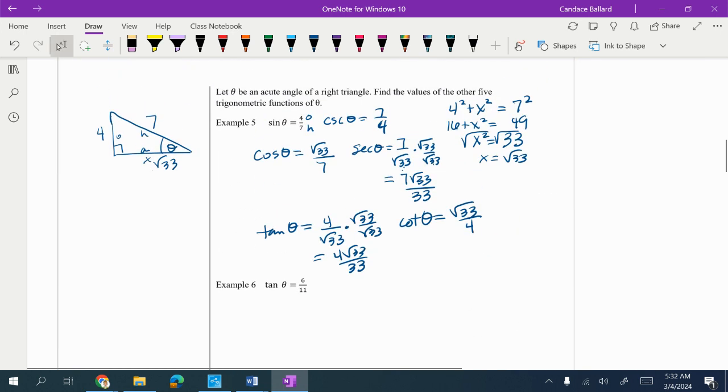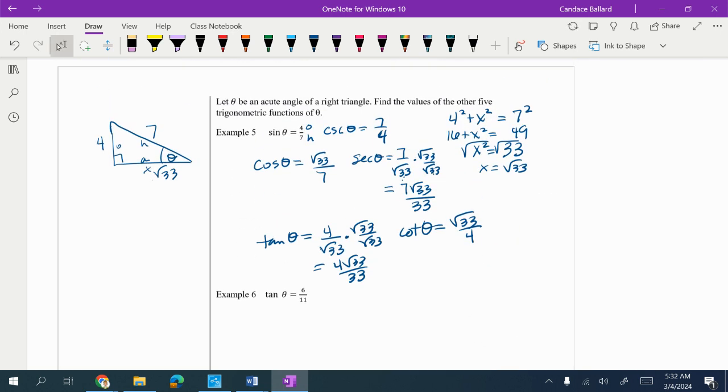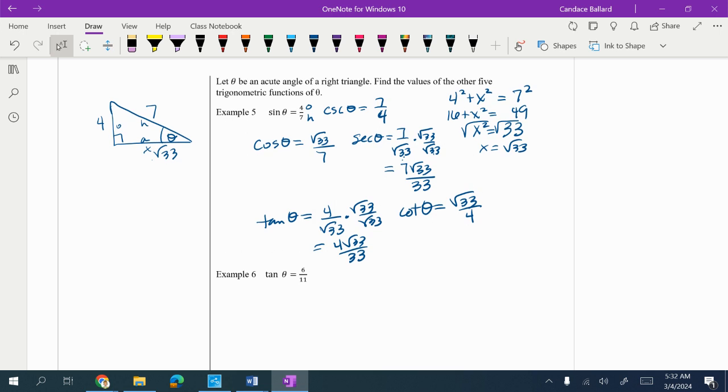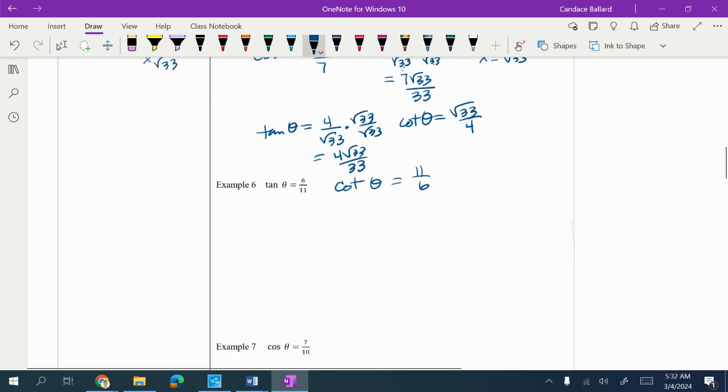Okay, we're going to try this a couple more times. I'm going to do one more with you, and then I'd like you to pause the video after that. So first of all, for free, I get cotangent. So I know cotangent of theta equals 11 over 6. Then I'm going to draw my triangle.